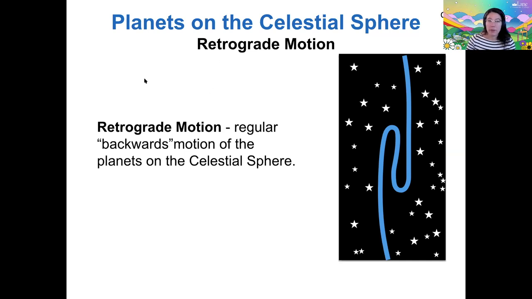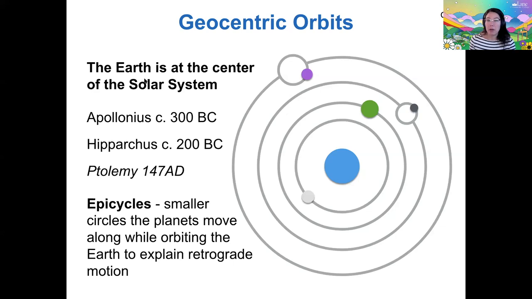So the first popular model of the solar system was geocentric. Earth was placed at the center of the solar system in the geocentric model. It has a long history dating back to 300 BC, but Ptolemy in 147 AD was really the one who came up with a convincing argument for retrograde motion. So Ptolemy came up with the idea that perhaps the planets in their orbits around the Earth moved along in little circles, and that explained their retrograde motion.